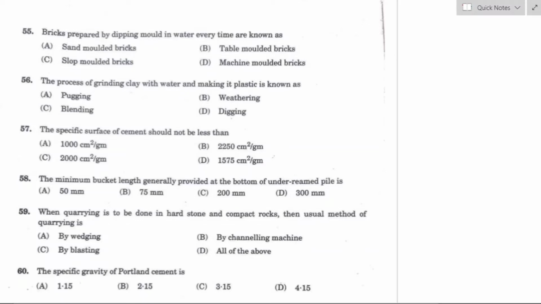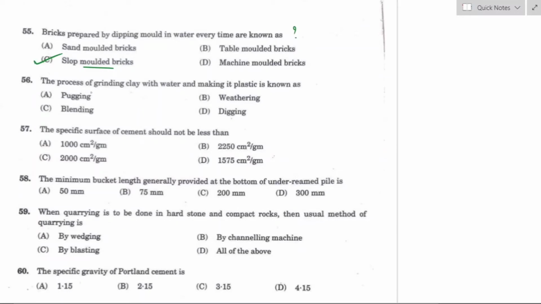Question number 55. Bricks prepared by dipping mold in water every time are known as slop molded bricks. Option C is the right answer. If the mold is dipped in water each time before molding a brick to prevent the molded bricks from sticking to the molds, such type of bricks are called slop molded bricks.